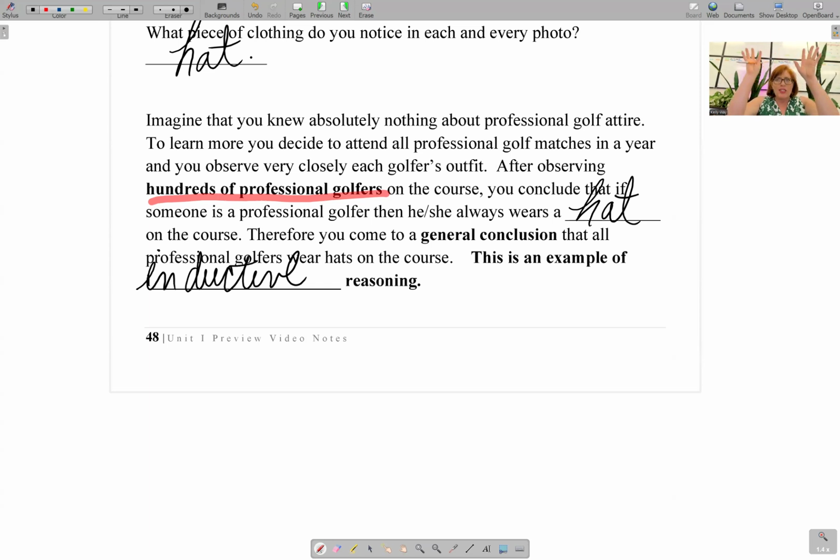Write this with your hands. Say you take in observations and you have a general truth moment. You take in the observation: hundreds of golfers seem to wear hats. Truth, general truth: golfers wear hats on the course. That's inductive.